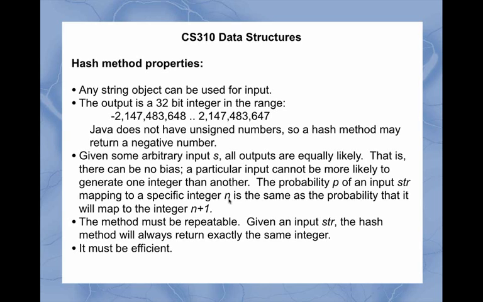The method must be repeatable. Given an input str, the method will always return exactly the same integer. And it must be efficient. We should add that if objects compare as equal using the Java compareTo method, then they must return exactly the same hash code. And if the object implements the equals method, then equals must return exactly the same hash code. That is, if you have two objects A and B, and they are equal as determined by the equals method, then they must return the same hash code.